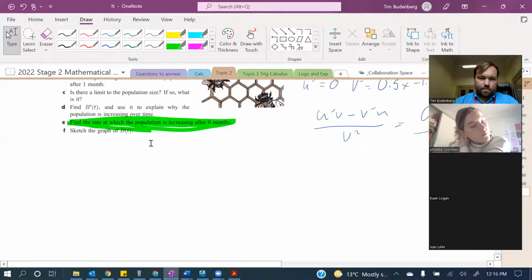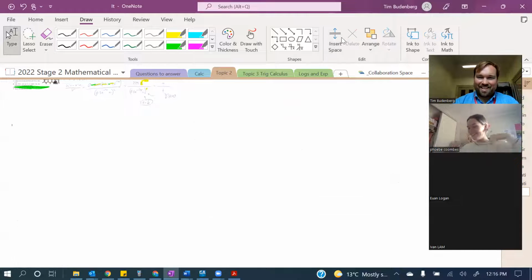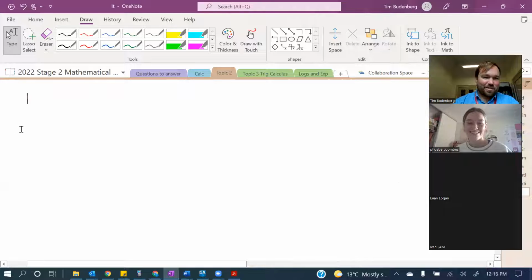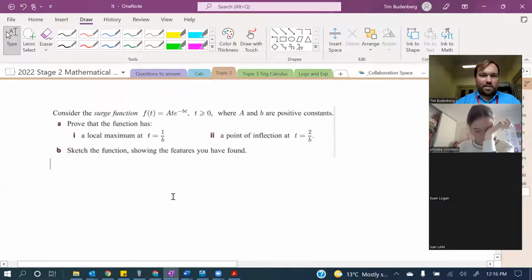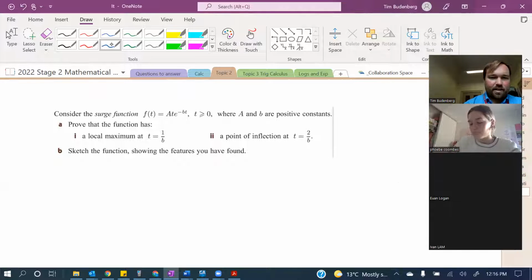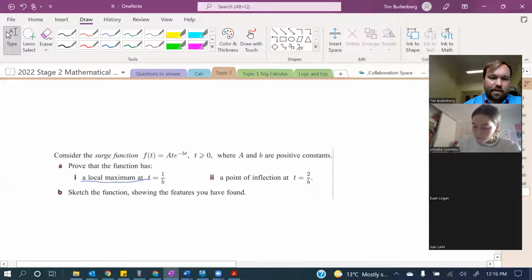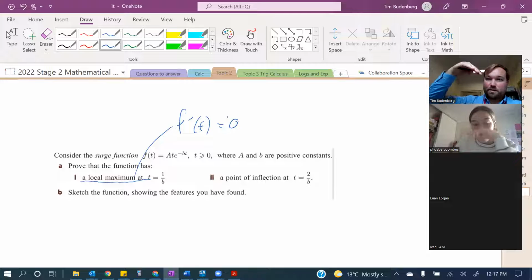I think what's intimidating about this one perhaps is that there's no numbers in there, and it's looking like alphabet soup because there's a lot of letters. But you just have to trust that it's doable because they've asked you to do it. A local maximum happens when f dash t is equal to 0, and the same with the local minimum. So we're looking for where the first derivative is equal to 0, because that's when the slope is horizontal at a point, so it must be turning.